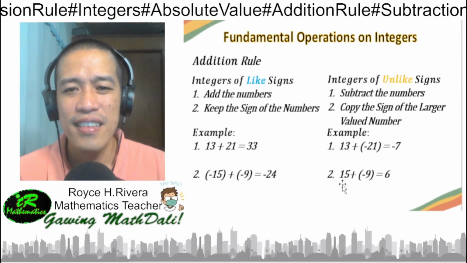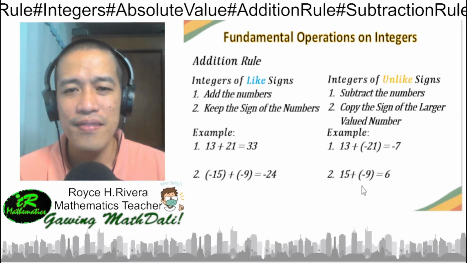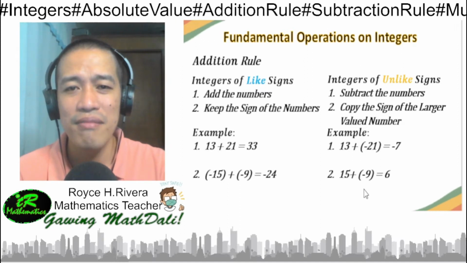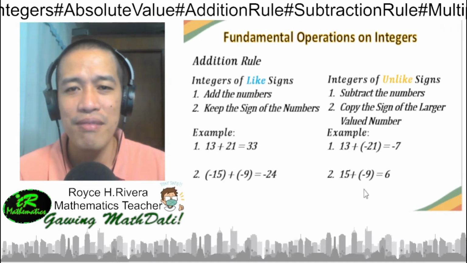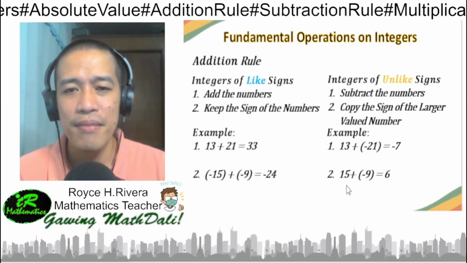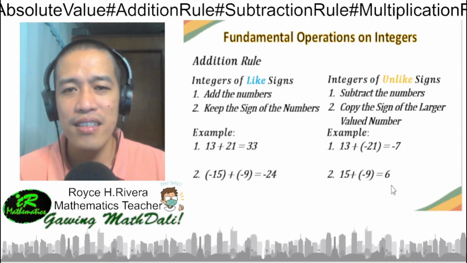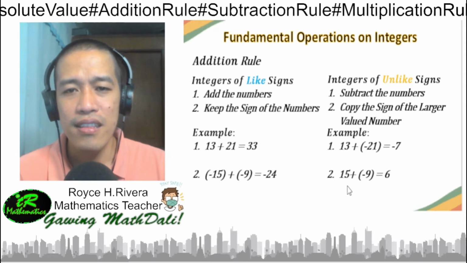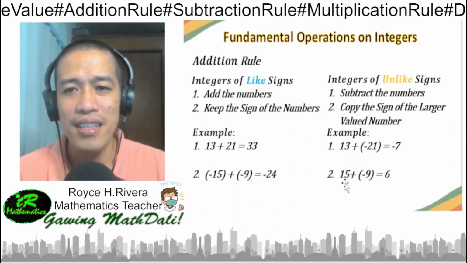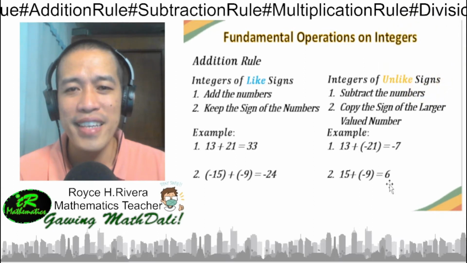Another, 15 plus negative 9. 15 is positive. Negative 9 is negative. So we are adding integers of unlike signs. Subtract the numbers. 15 minus 9 is 6. Then copy the sign of the larger valued number. The larger valued number here is 15. So since 15 is positive, our answer is also positive.